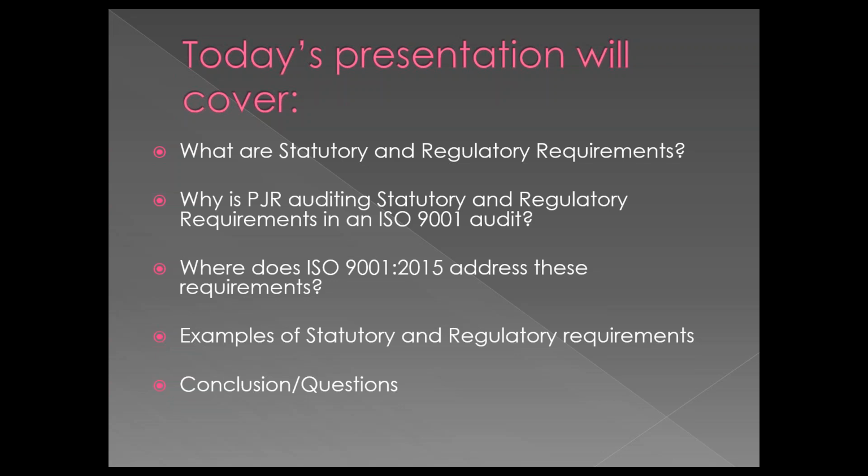Now, our topics for today, we're going to address in a general sense what statutory and regulatory requirements are all about. And we're also going to address why PJR is auditing statutory and regulatory requirements and what we are specifically looking at. We're going to explore where the ISO 9001 standard addresses statutory and regulatory requirements. We'll give a few examples of statutory and regulatory requirements that are most common in a quality management system. And then at the end, we'll have a few concluding remarks and your questions.